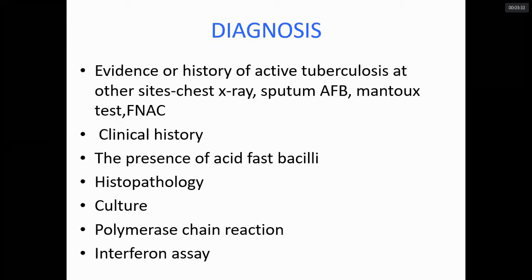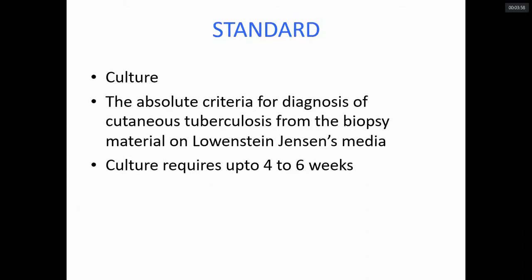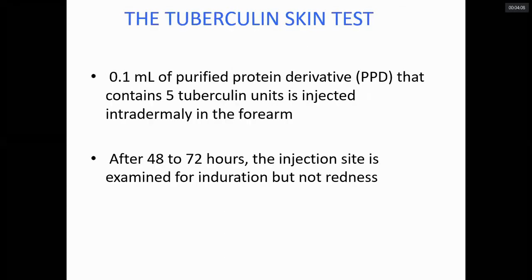If you suspect tuberculosis, you have to do chest X-ray, sputum AFB, Mantoux test, FNAC, and polymerase chain reaction. The polymerase chain reaction most commonly performed these days is GeneXpert, which is done in almost every case. We can do interferon gamma release assay also. The culture is the standard method of diagnosis, but it takes 4 to 6 weeks for the organism to grow in culture. The culture medium is Lowenstein-Jensen media.